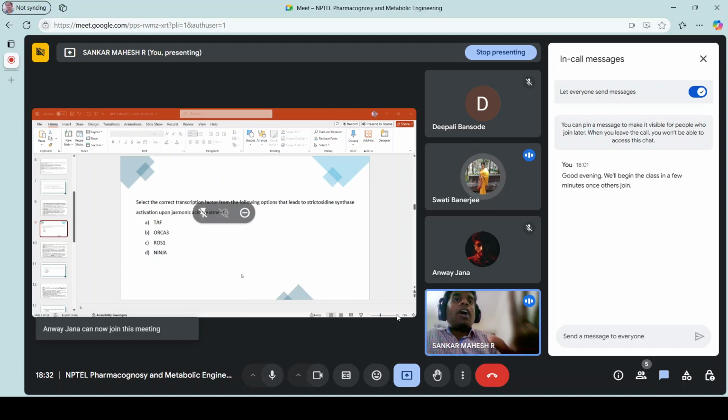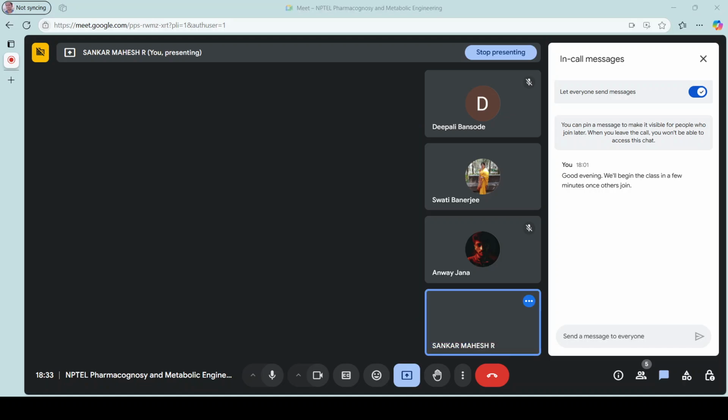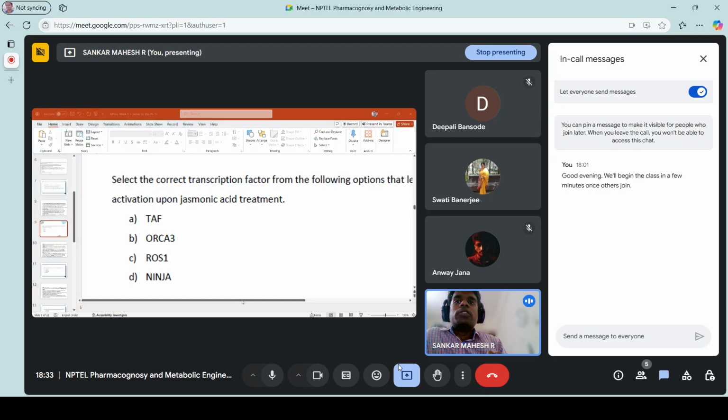Sorry, the options are not visible? Are you not able to see my slide? Are you able to see my slide? Are the options visible now? Yes. Okay, cool. You can take a couple of minutes and first come up with the full form for each of these transcription factors. Then we'll go through the function of each of these. Okay.